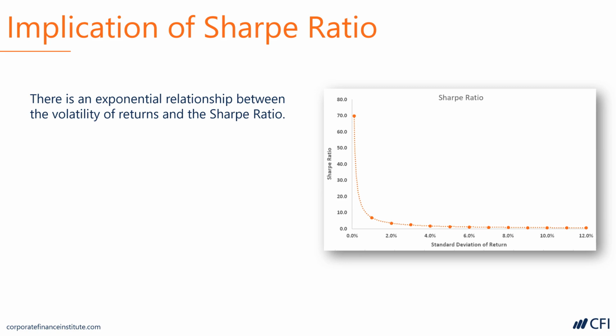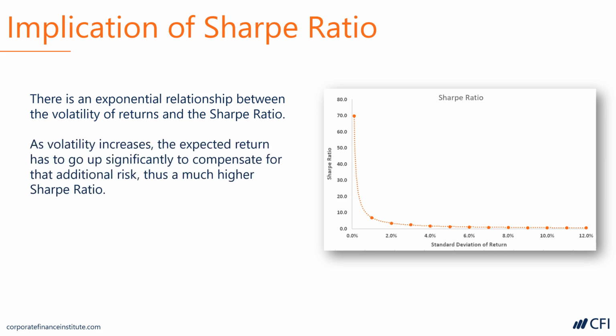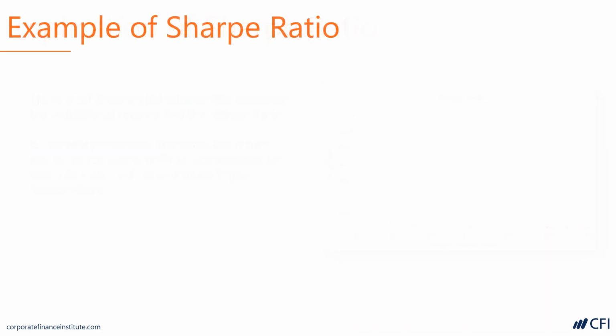You can see the relationship between volatility and return here. The higher the standard deviation of an investment's return, the lower the Sharpe ratio is most likely to be. As the volatility of an investment increases, the expected return must go up exponentially to compensate for that risk.